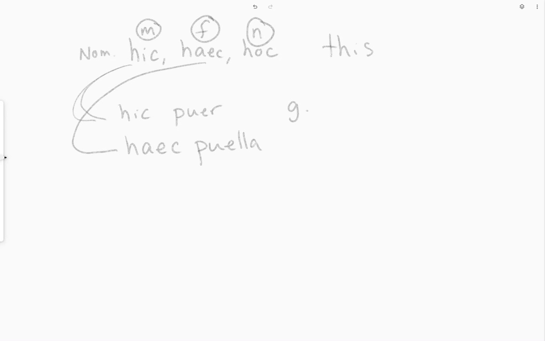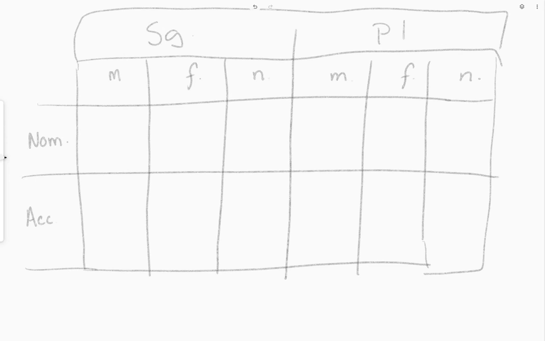Now, I want to give you a few more forms of this word, because this one's irregular, since we're so used to seeing the us ending. But you'll see in this case, it's a little bit irregular. Alright, here's the chart I'm going to make.